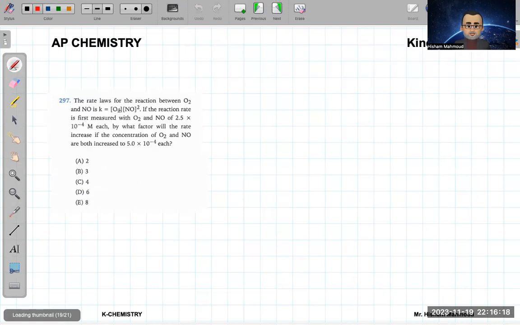Right. Next one, the rate law for the reaction between oxygen and NO2 is rate equals K [O2][NO2]. If the reaction rate is first measured with O2 and NO2 both at 2.5 multiplied by 10 to the power of minus 4, by what factor will the rate increase if the concentrations of O2 and NO2 are both increased to 5 multiplied by 10 to the power of minus 4?